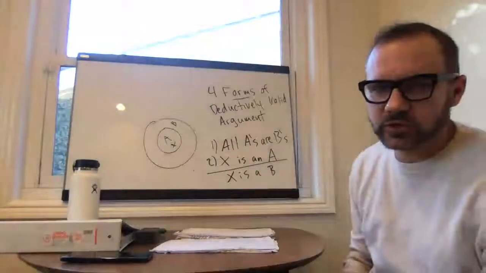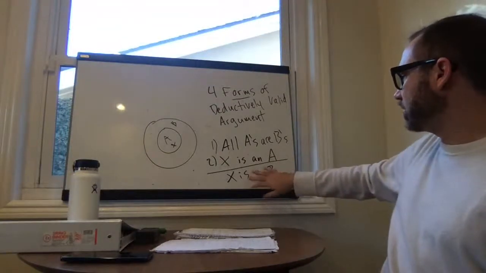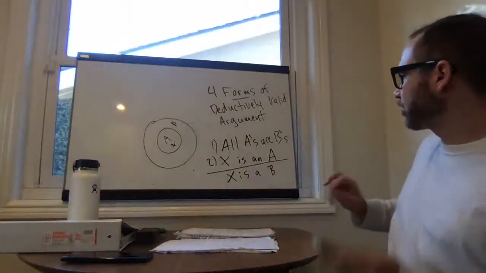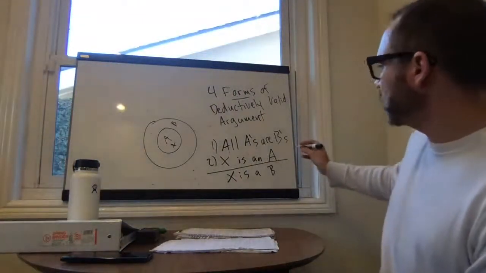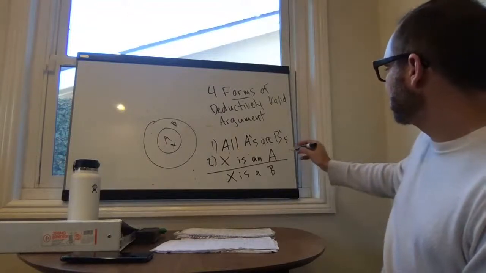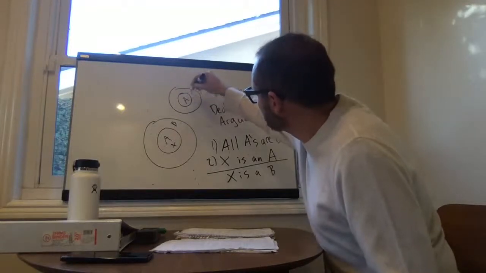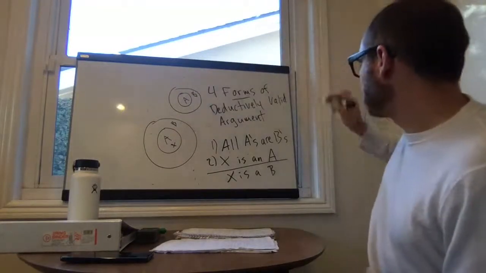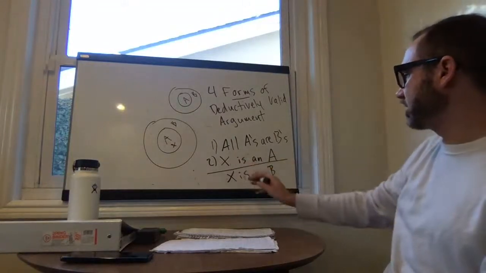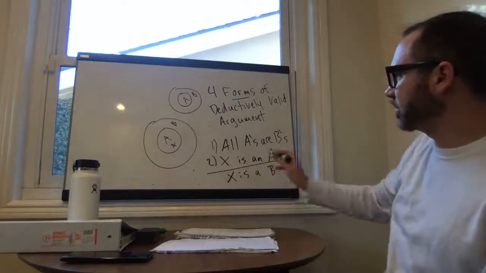Now, it would not follow that all B's are X's. Just because all A's are B's and X is an A, we've got no ability to say that all B's are X's. No. So we don't know what the category referred to by X is. X is an A, but X is a singular term instead of a class.